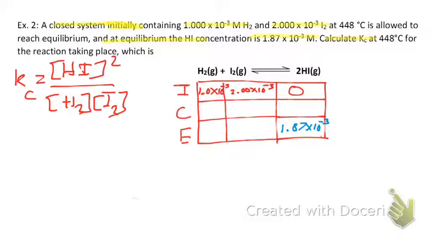Okay, well, what about the change? Well, we can figure out what the change of concentration is for our product HI, because we went from 0 to 1.87 times 10 to the minus 3. That means that our product gained 1.87 times 10 to the minus 3 moles per liter. In other words, it gained that amount of concentration during the course of the reaction. All right?